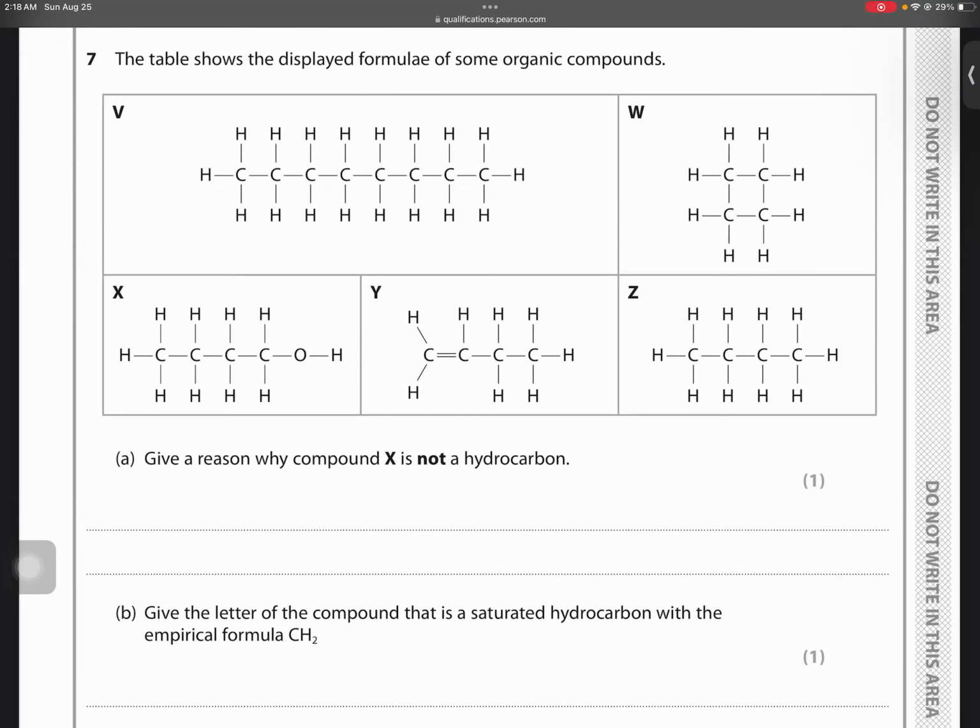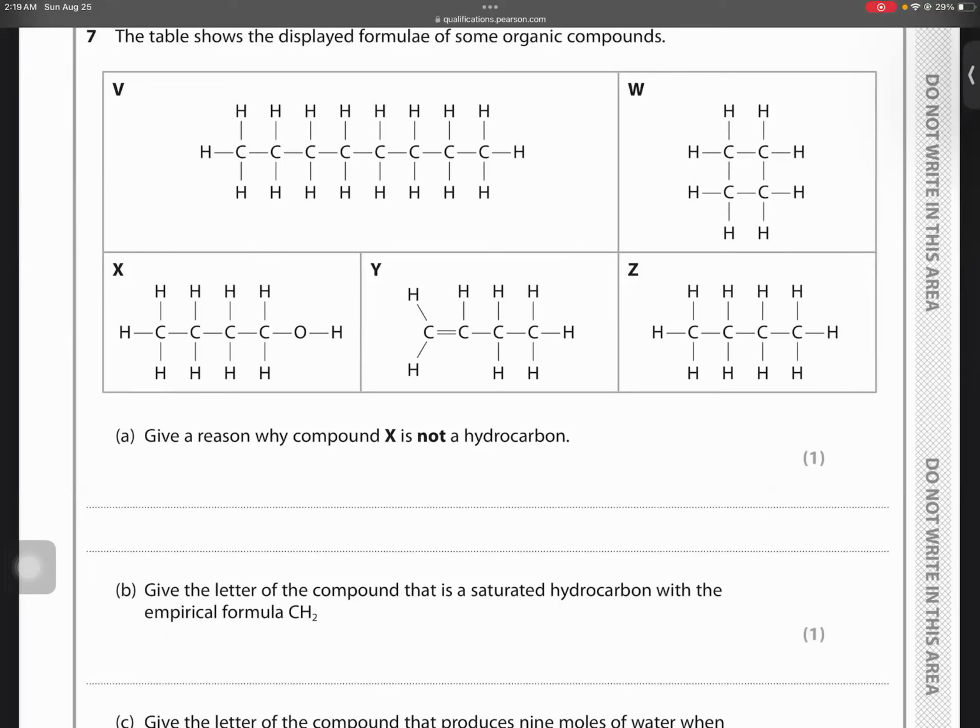W. Good. Why not Z? Because Z is 2 to 4, so it'll be 1 to 3, 1 carbon to 3 hydrogen. Why not Y? Y has a double bond of carbon. Does it have 4 carbons and 8 hydrogens? So it'll also have 1:2. So it's W and Y.